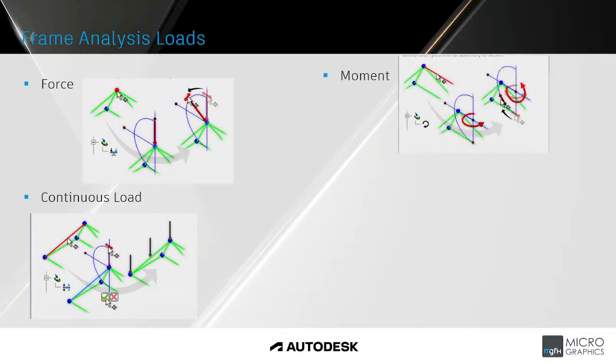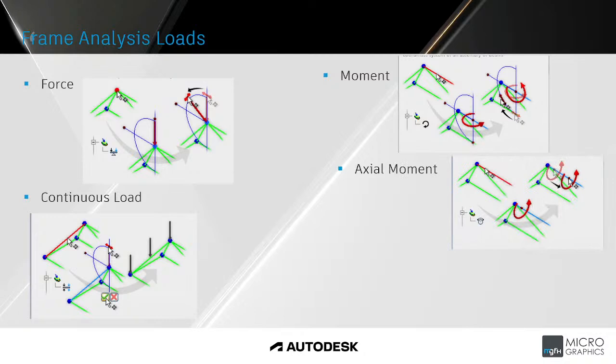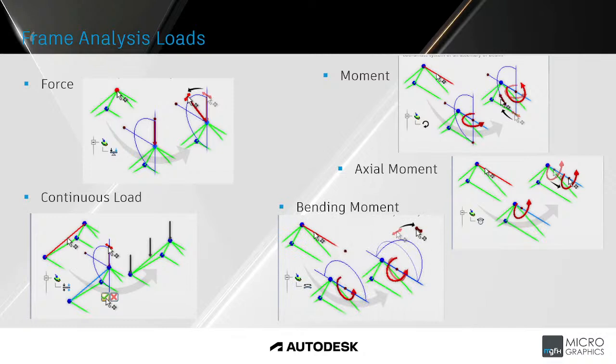Then you get your general moment. This loads the beams you select with a nodal moment of a specified magnitude and direction. Then you get your axial moment. This applies a nodal torque load in the plane perpendicular to the beam axis. Next, you get your bending moment. This applies a nodal bending moment in the plane parallel to the beam axis.